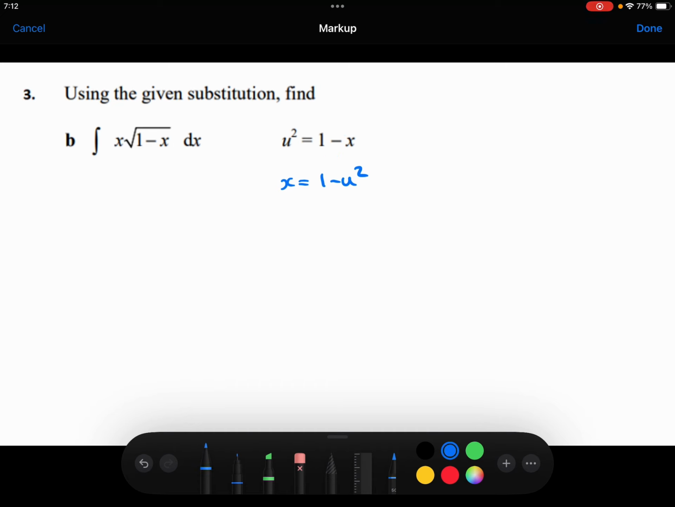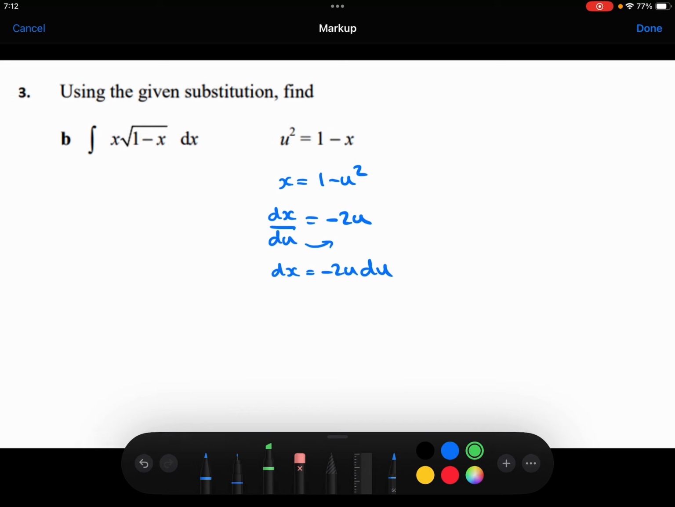Now I'm going to differentiate because I've got x as the subject. So I'm going to differentiate x with respect to u. The 1 will differentiate to be 0. The minus u squared will differentiate to be minus 2u. Make dx the subject. And now I can see that I can replace this dx with a minus 2u du.